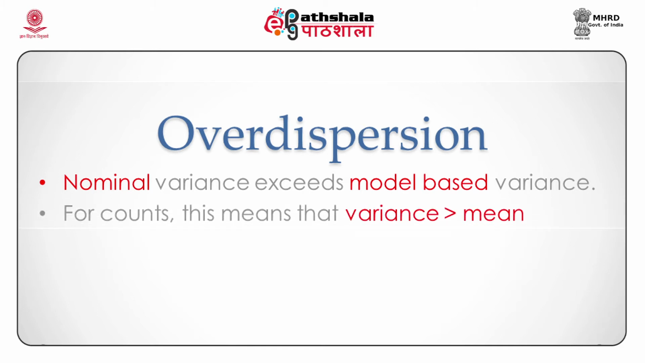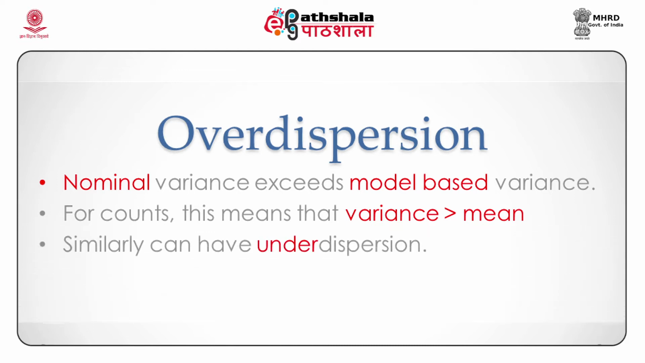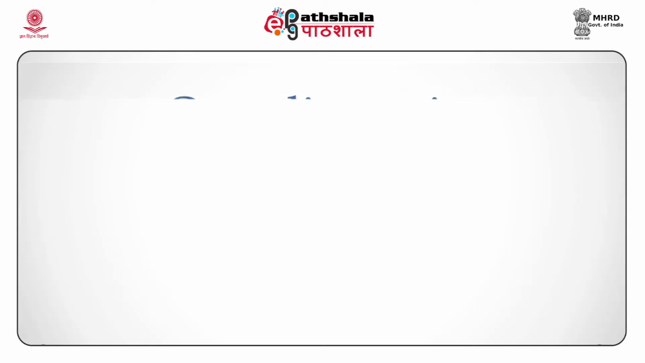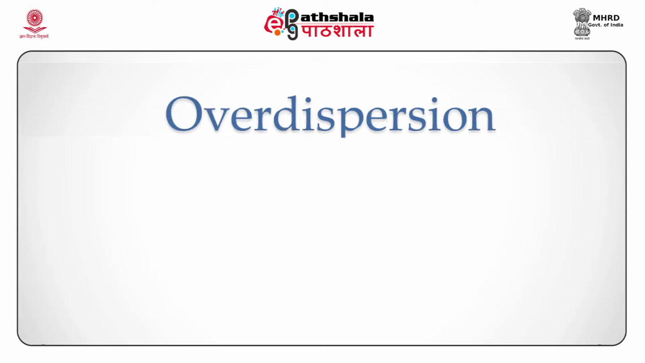So just as we can define over-dispersion, we can also define a phenomenon called under-dispersion, and this would mean that the variance is less than the mean, or that the nominal variance is less than the model-based variance. So in general, disagreement between the nominal variance and model-based variance is a situation where we have over-dispersion or under-dispersion, and we shall see that it is in this situation where quasi-Poisson likelihood turns out to be a useful alternative for modeling count data. So examples of situations where we might have over-dispersion.